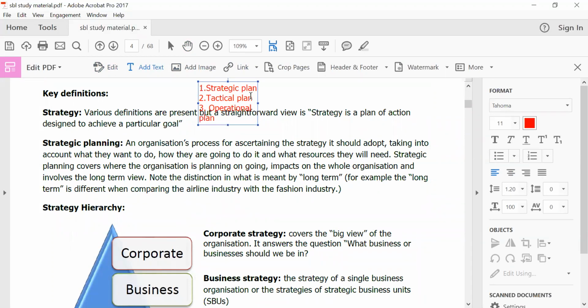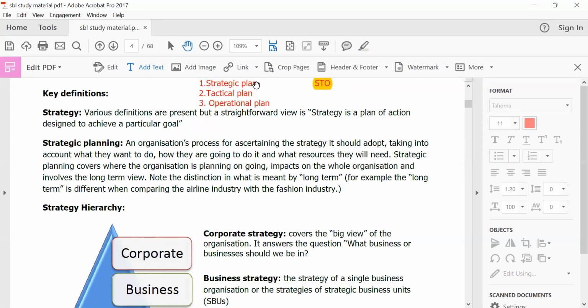I give it the mnemonic STOOL. So these are the types of plan that we have. I just give it the mnemonic S-T-O. What is the S? The S here stands for strategic plan. The next T stands for tactical plan. The O stands for operational plan.